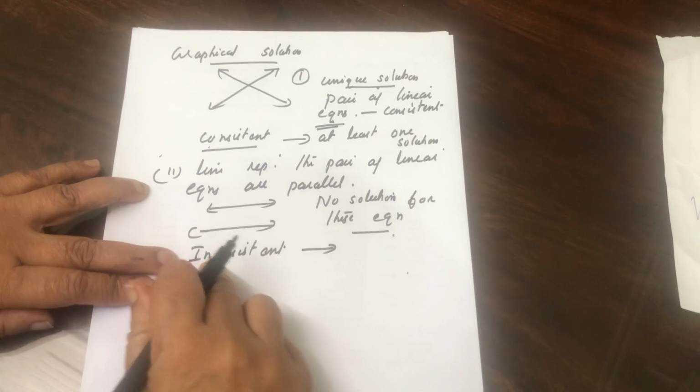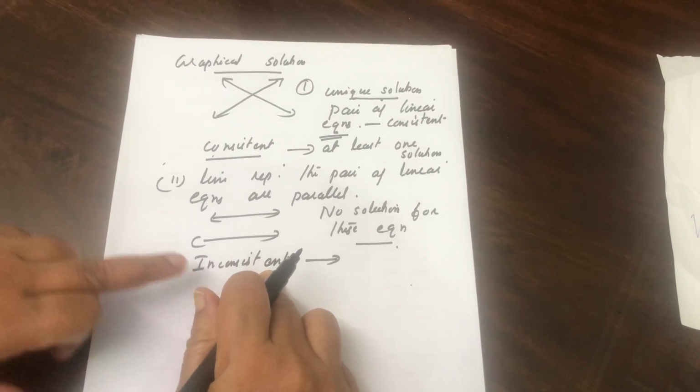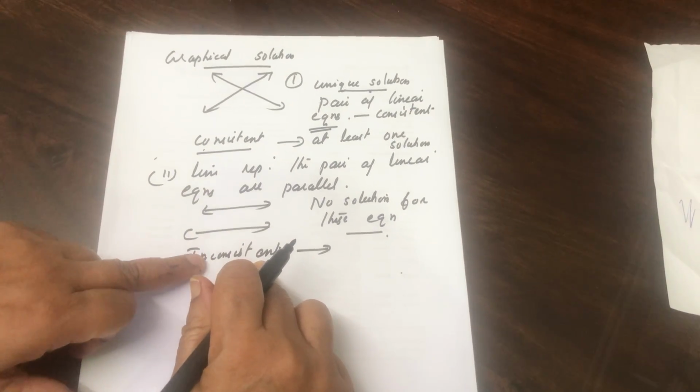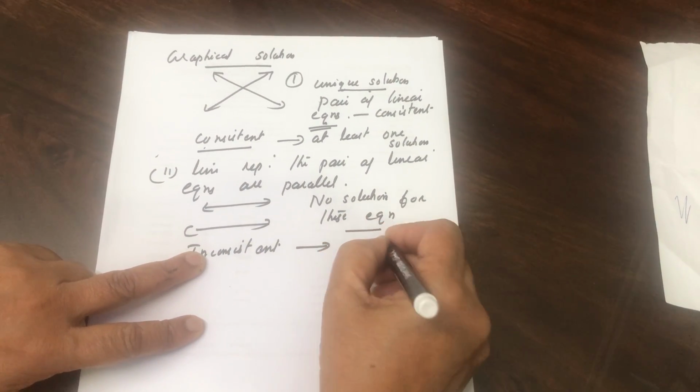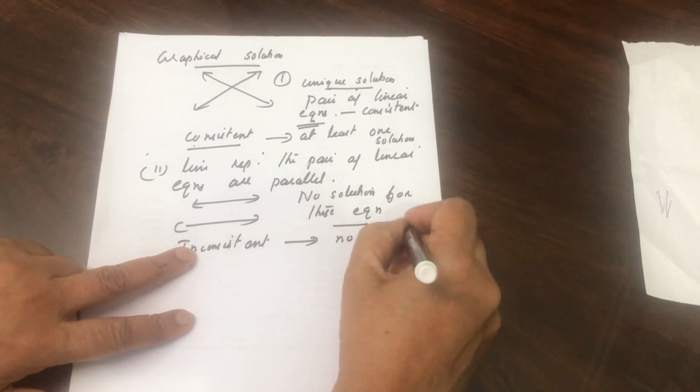What is the meaning of inconsistent? The pair of linear equations are said to be inconsistent because they have no solution, no common solution.